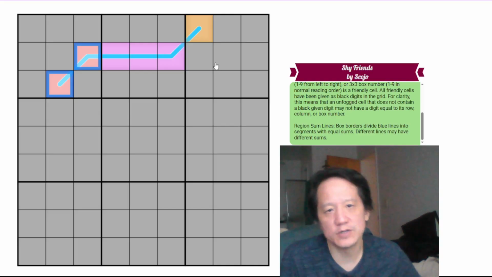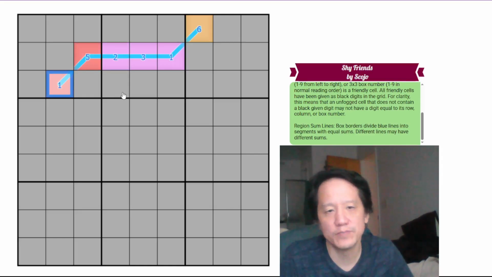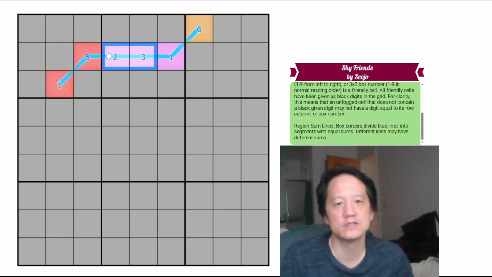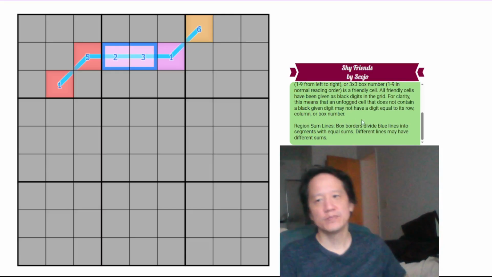So you could have something like 6, 1, 3, and 2, and then this is 5 and 1, and that would be valid because these 2 add up to what this is, which is 6. These 3 add up to what both of these add up to, which is 6. And that's an example of how region sum lines work.